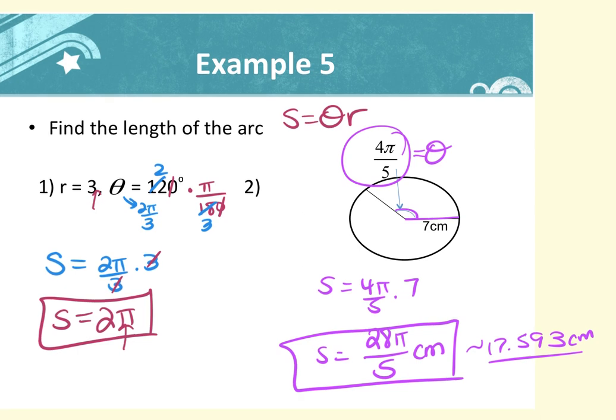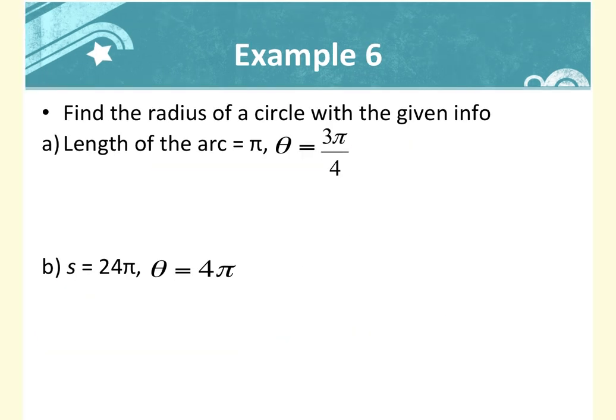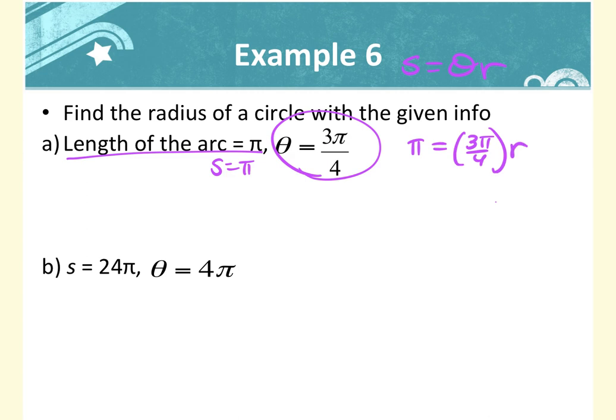Questions on that one? All right, example 6. Now it says find the radius of the circle with the given information. So they're just giving you different information, but you're using the same formula. This time it says the length of the arc is pi. That means S is pi, and theta is 3 pi over 4. Is that in degrees or radians? Radians. So then I would say pi equals theta, which is 3 pi over 4, times R.